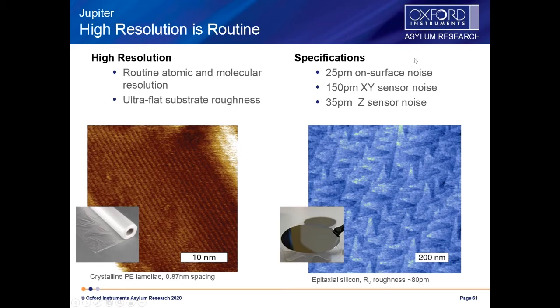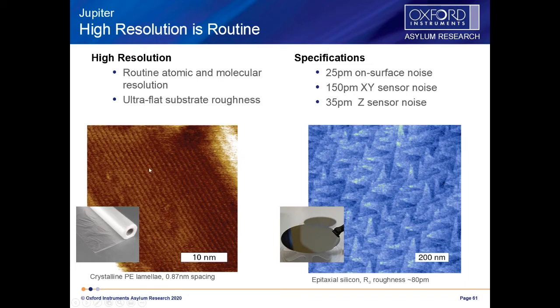So the Z noise of the instrument is less than 25 picometers. What that means is if you bring wafers that are very, very smooth and you want to measure the roughness of those wafers, you will be able to get accurate results on these wafers or coupons or 2D materials, whatever you are working on. The example on the right is an epitaxial silicon wafer where the roughness is less than 80 picometers, and you can resolve each of these atomic planes in the AFM. And this kind of measurement can be done routinely in the instrument.